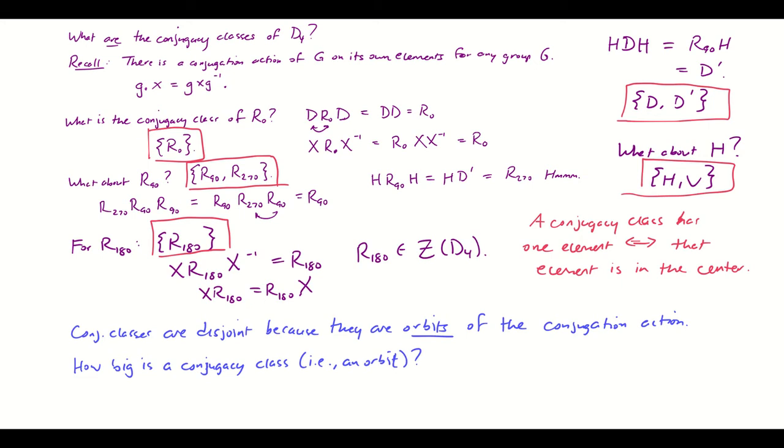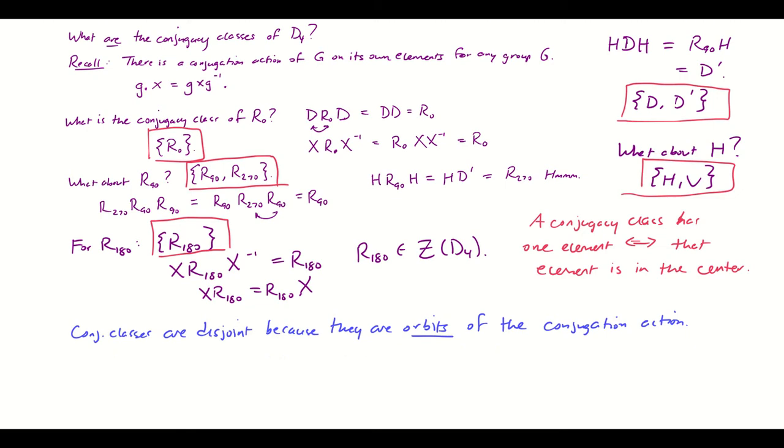Well, one thing that we know about orbits is that their size is constrained by the orbit stabilizer theorem. So by the orbit stabilizer theorem, the order of the orbit of an element times the order of the stabilizer of an element is equal to the order of, in this case, D4, the order of the group that is acting.